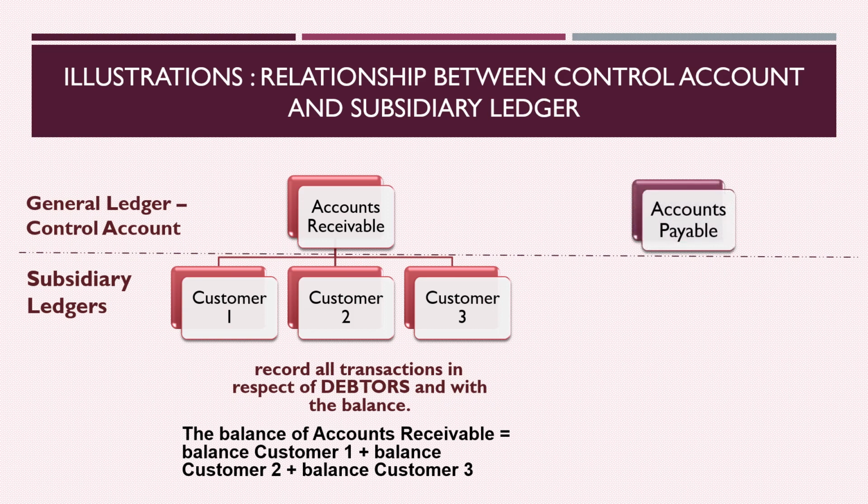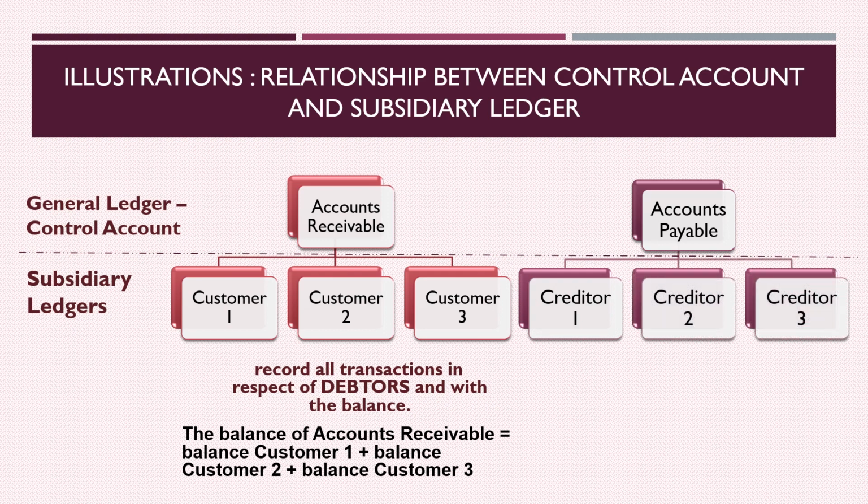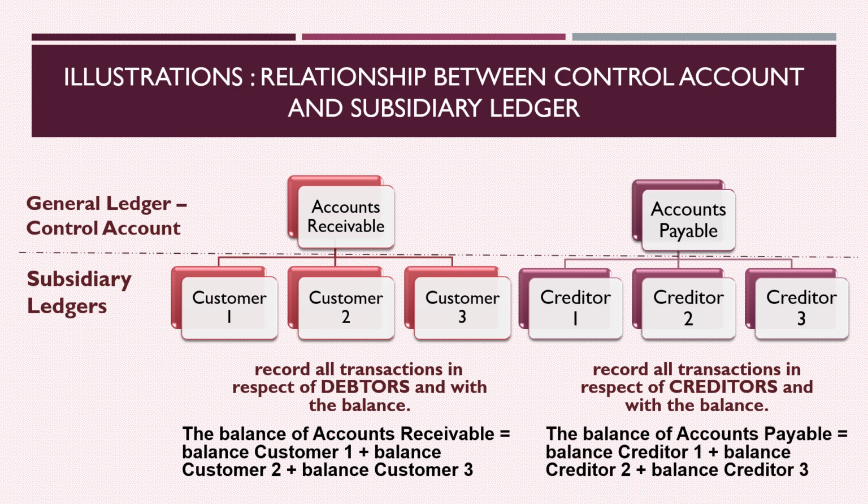In the general ledger, accounts payable is also a control account. And the subsidiary ledgers are, for example, creditor 1, creditor 2, and creditor 3. Subsidiary ledgers in accounts payable record all transactions in respect of creditors, with the balance. So, the balance of accounts payable equals the balance of creditor 1 plus the balance of creditor 2 plus the balance of creditor 3.